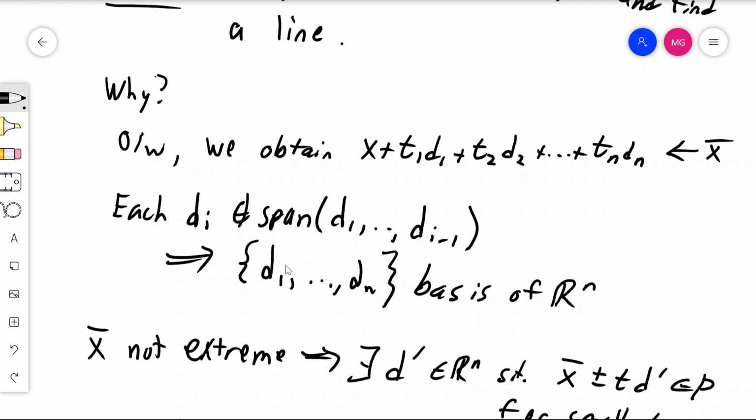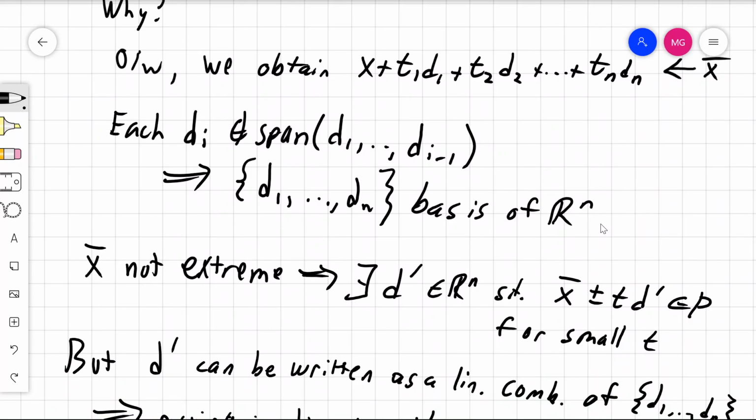And so that means that this collection d1 to dn actually forms a basis of R^n, because these are all linearly independent: d2 is not in the span of d1, d3 is not in the span of the first two, and so on. And so we're always adding on a linearly independent vector, and when you do it n times, you've found n linearly independent vectors, so they form a basis for R^n.